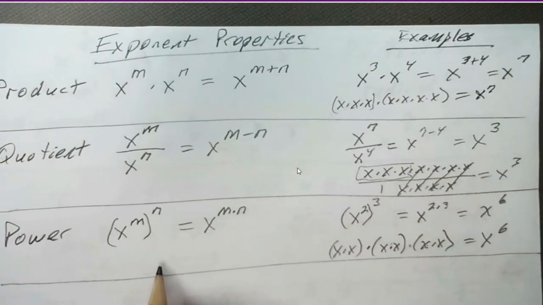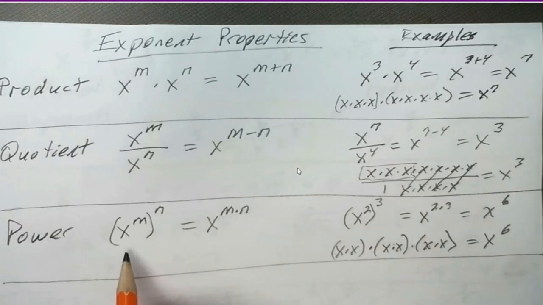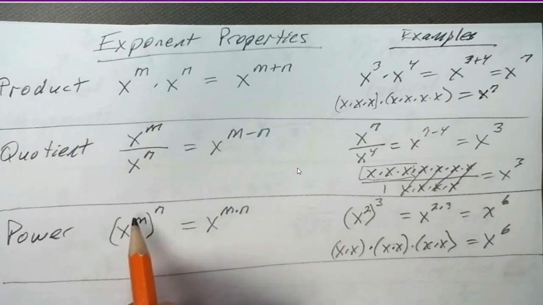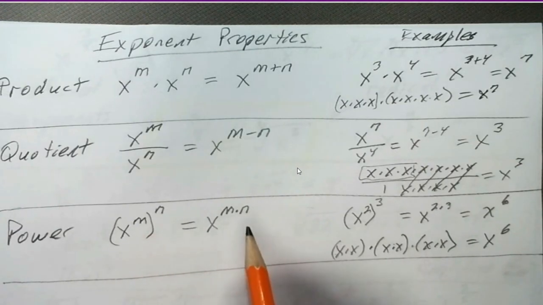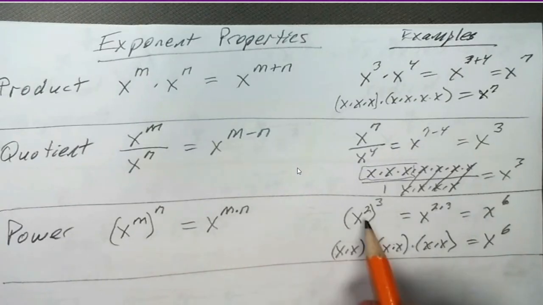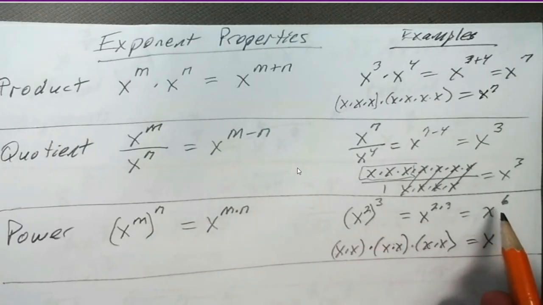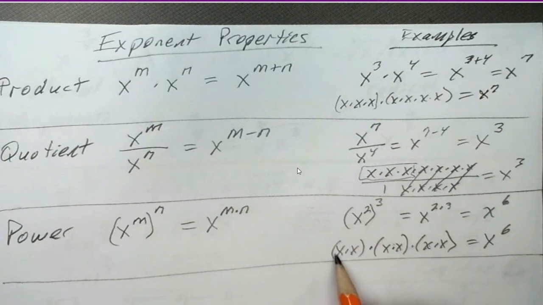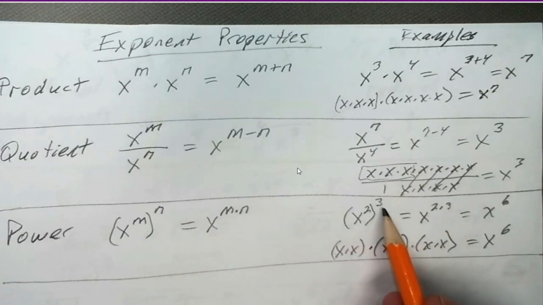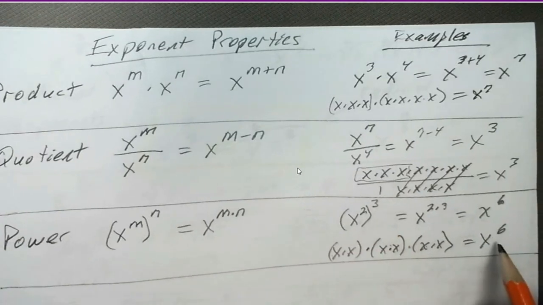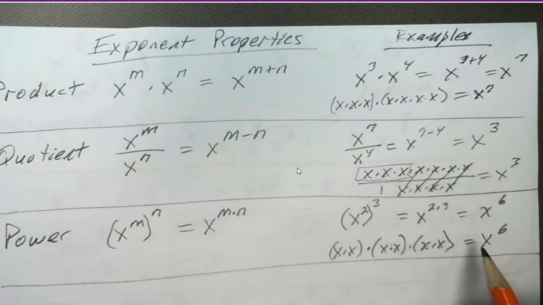And finally, we looked at the power property, towards the end of class. We said if we have x raised to the power of m, and all of that is raised to the power of n, then we multiply the exponents, m times n. So x squared to the third power would be x to the 2 times 3, or x to the 6th power. And we saw that by saying x squared times x squared times x squared, by raising it to the third power, is x being multiplied by itself 6 times.